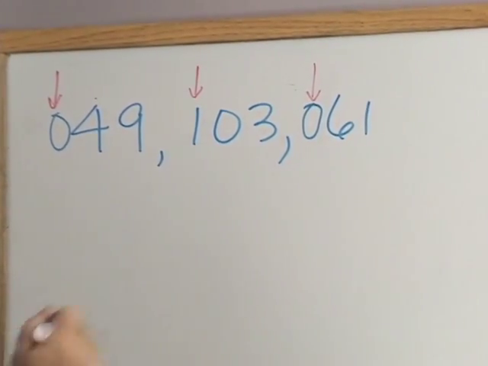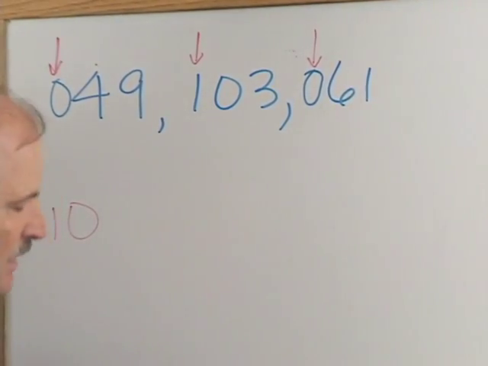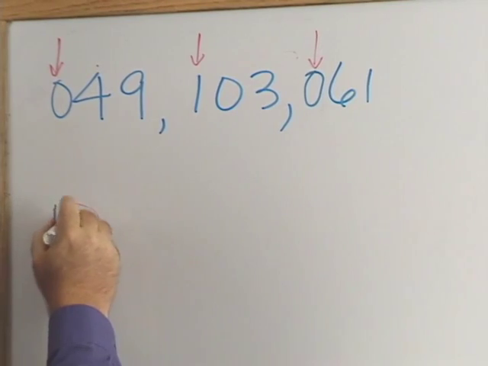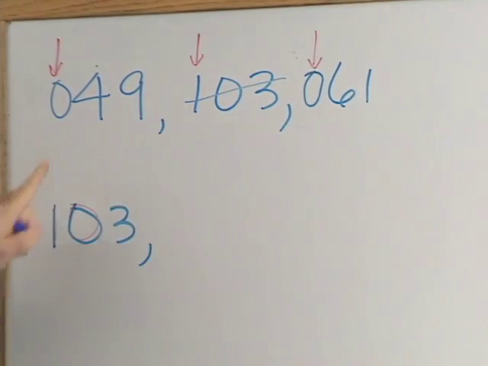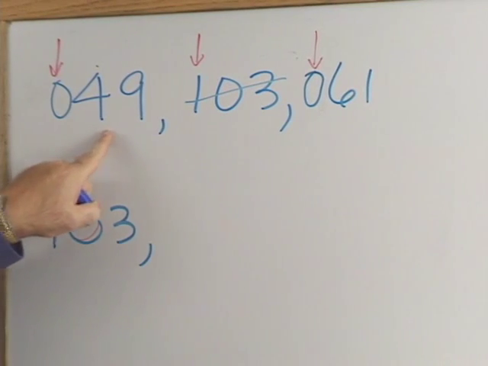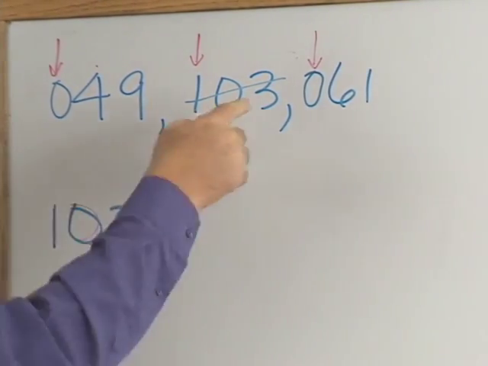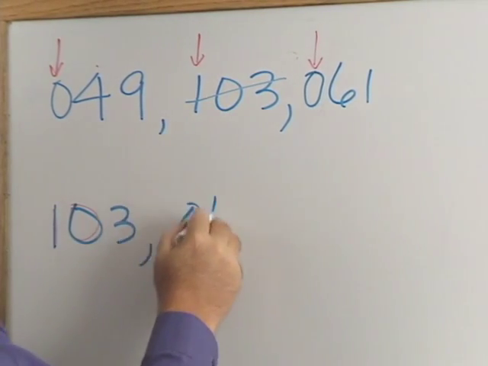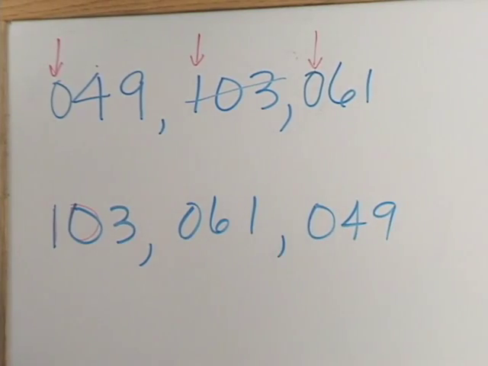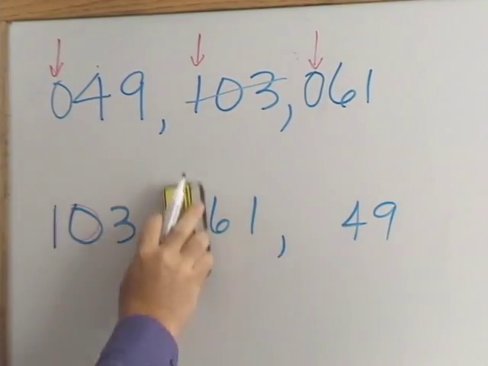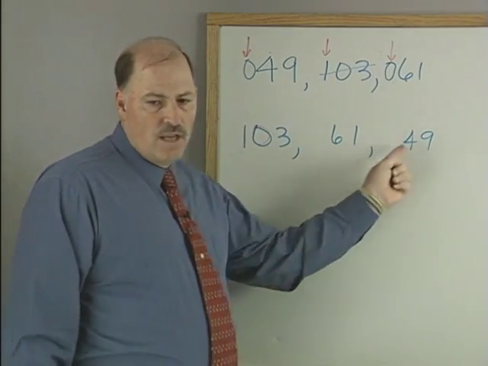Okay. Now this is built in your book, so I'm not going to build this one. I'm just going to show them. Okay, so this one's over here. 103. So this one's gone now. Now, which is larger, 049 or 061? 061. So that's the next largest. 061, and then 049. And then when I was all done, I'd go back and I'd take out these zeros, right? So is this largest to smallest?